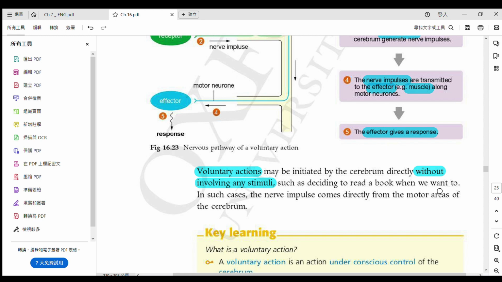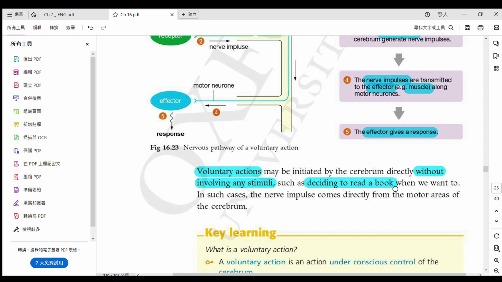Then you walk to the kitchen. This is your voluntary action. You decide it yourself, you are being conscious, and there is a stimulus. However, we can also do some voluntary action without a stimulus. A good example is that you take out the biology book to revise. This is another case, where there may not be any stimulus.